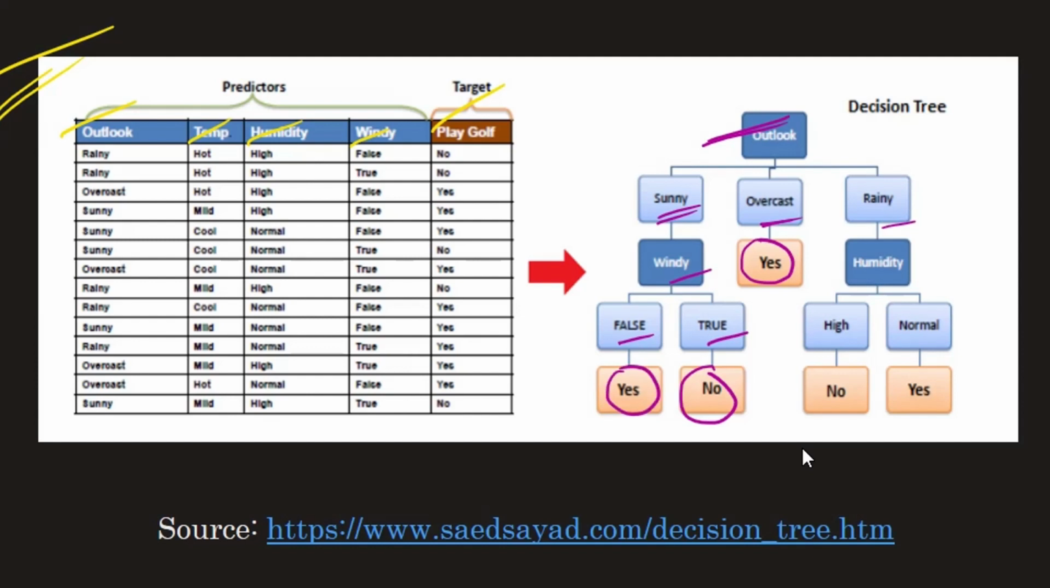yes. Similarly, on the other side, where we have rainy outlook, we are checking with the humidity condition. If it is high, then the game will not happen. If it is normal, then the game will happen, and the answer will be yes. So this was an example where we have categorical values within our features.